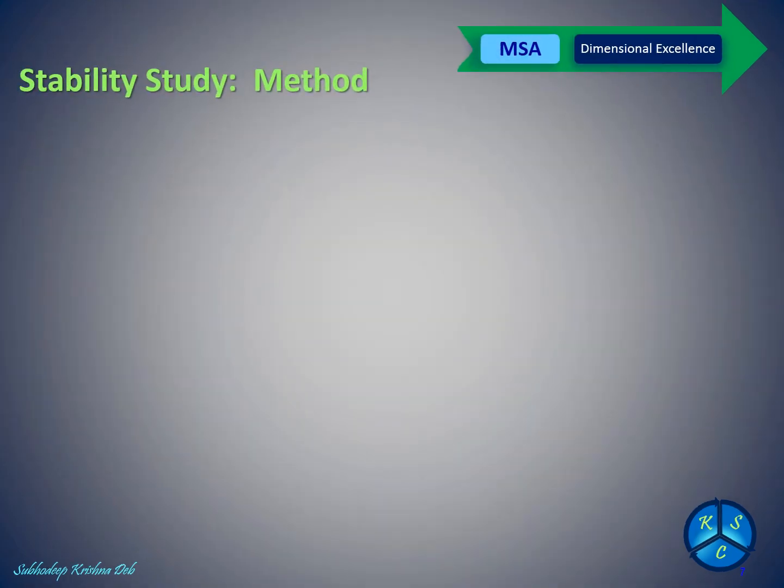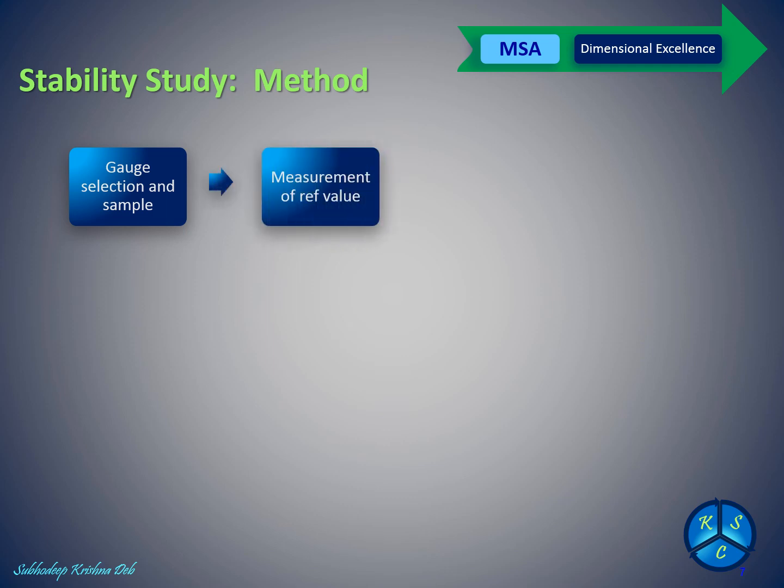We have discussed in the previous phase what stability is. Stability is the change of bias over time. For checking the bias over time, that is the stability, we need to first select the gauge for which we need to perform the study, and we have to collect some samples on which we will do the measurements. After that, we need to measure the reference value, with respect to which we will calculate the bias.